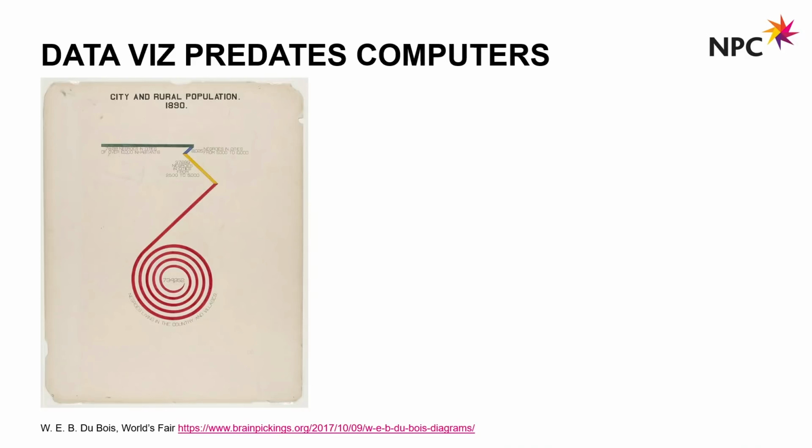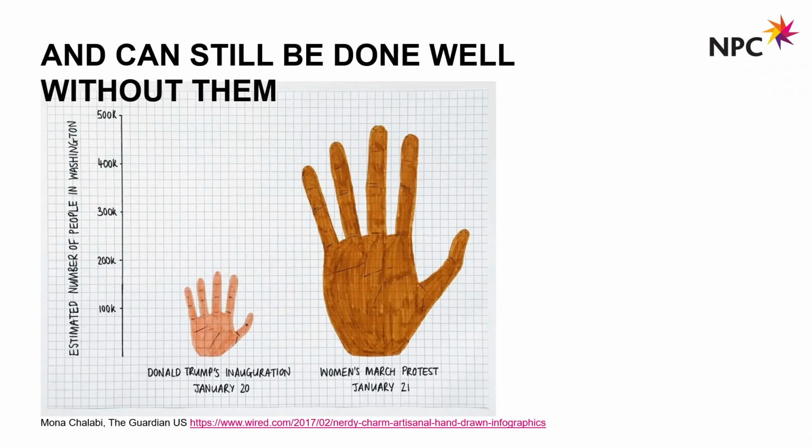So these are really lovely hand-drawn visualizations by W.E.B. Du Bois at the World's Fair, in which he presents statistics about the African-American population at the time. And I've included the link next. They're just really lovely and really interesting to look at. And this is a way more recent one. This is a graph comparing the attendance at Trump's inauguration with the attendance at the Women's March protest. And they're using hands as a little dig at Donald Trump's hands, very childish, but quite fun. And it looks quite nice.